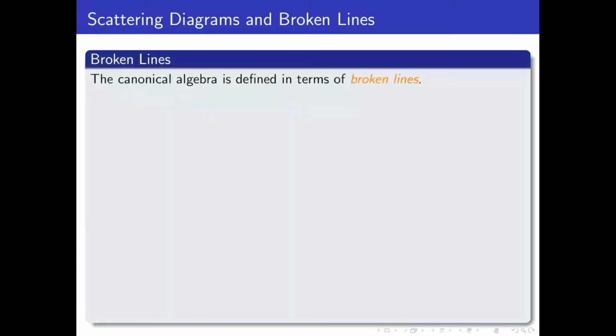So next, broken lines are what we'll use to construct this canonical algebra. So the algebra will come equipped with a basis. We'll define the algebra in terms of the basis and some multiplication rule. But these basis elements in terms of broken lines.